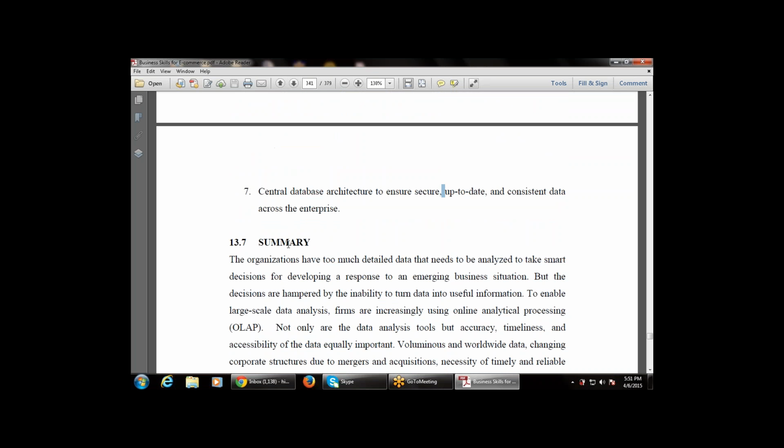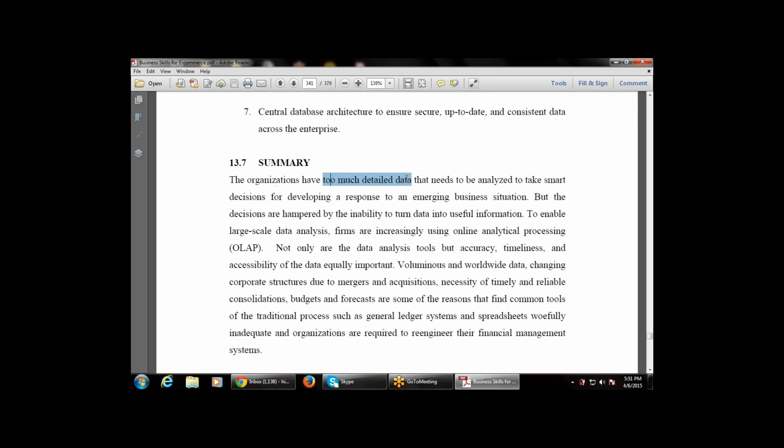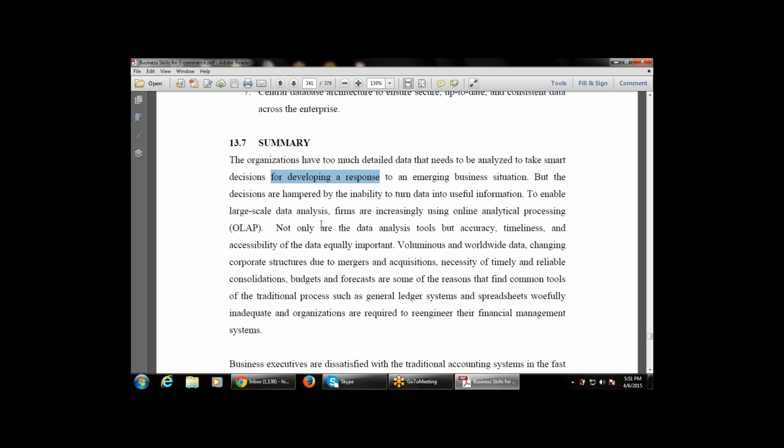Now this is the summary, the crux of the chapter. Organizations have too much detailed data that has to be analyzed to take decisions. So we are using one of the analysis tools, known as online analytical processing. Any analytical query used by a manager is solved by using OLAP.